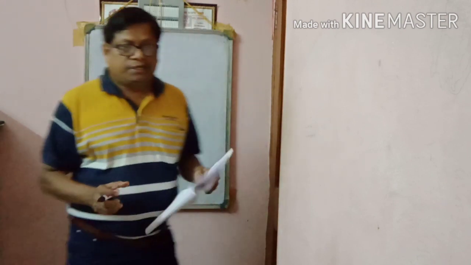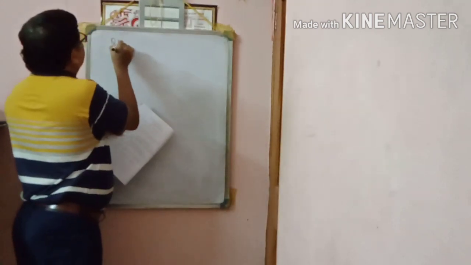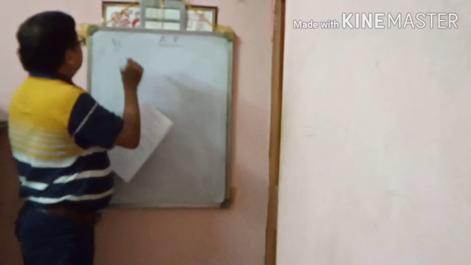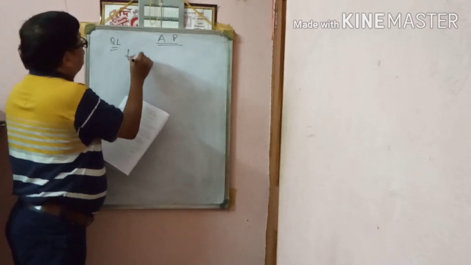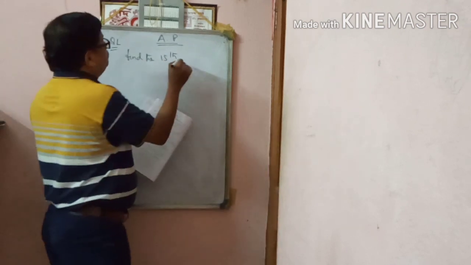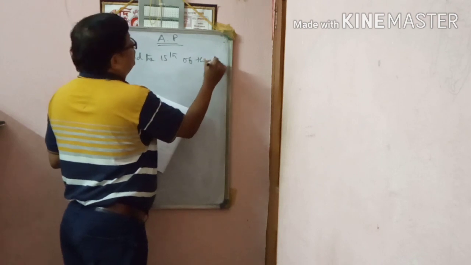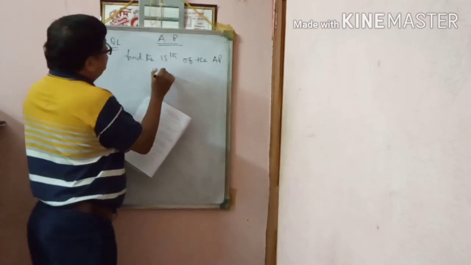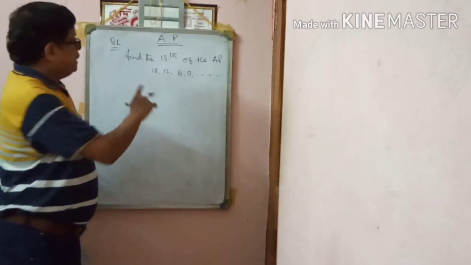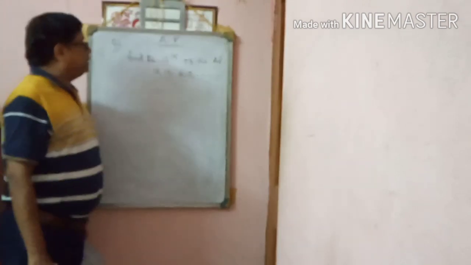Now I am giving a few sums. Question number 1 from AP: find the 15th term of the AP given 18, 12, 6, 0. This is an AP, and we need the 15th term.